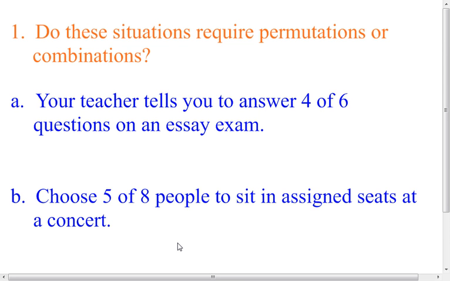Alright, first of all, do these situations require permutations or combinations? So in the first example, your teacher tells you to answer 4 of 6 questions on an essay test, and wants to know how many ways you can do that. And so, again, your teacher does not care when you hand your test in which question you answered first, second, third, fourth, whatever. They don't care. What your teacher cares about is which 4 questions you answered. And so it's a little less specific. You're just picking 4 questions. Order doesn't matter. And so this would be a combination. I'm going to put C for combination.